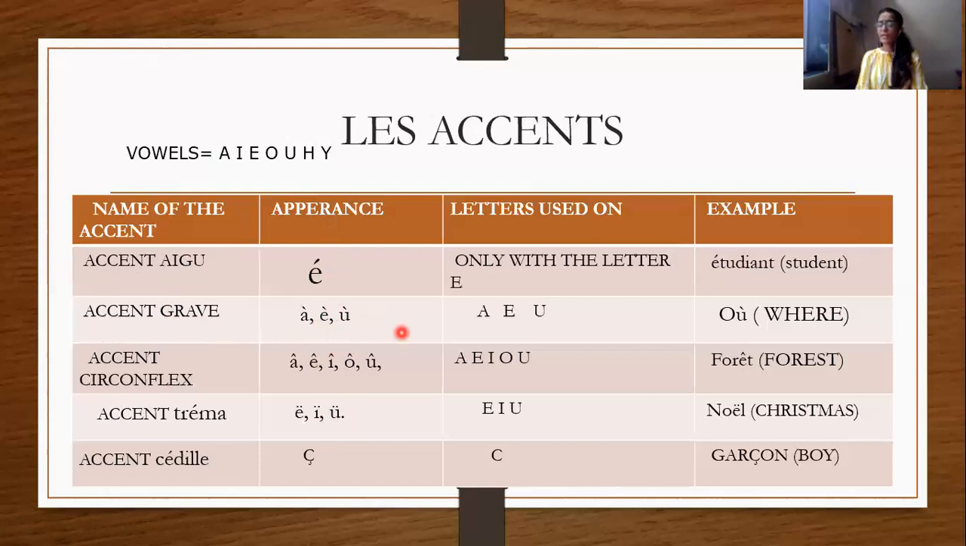Now, there is no such pronunciation technique for accent grave, accent circonflex, and accent trema. These 3 just come with different words. The pronunciation is different for different words in French. There are only 2 pronunciation techniques for accents. One is for accent aigu, and the other one we shall do further on.